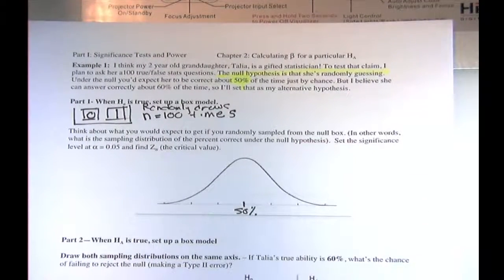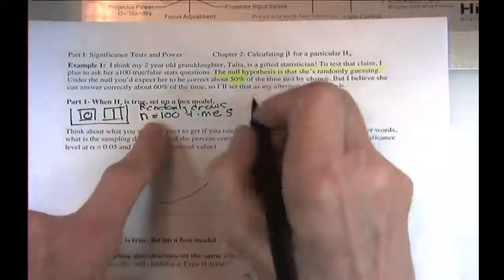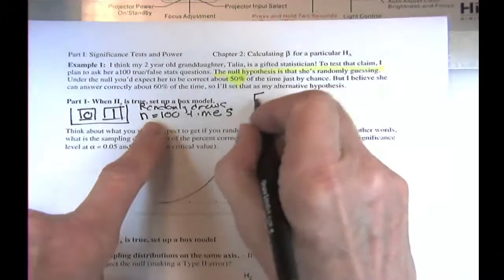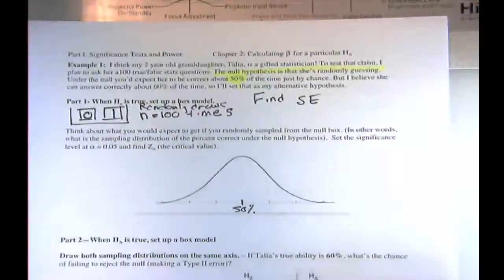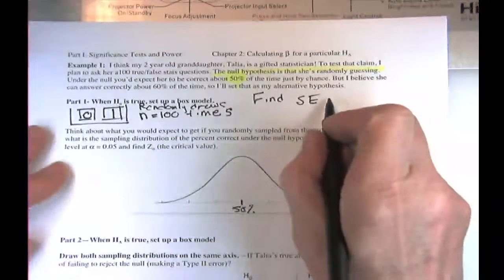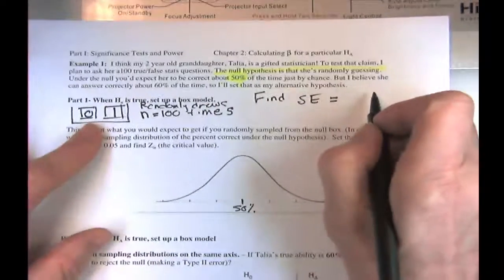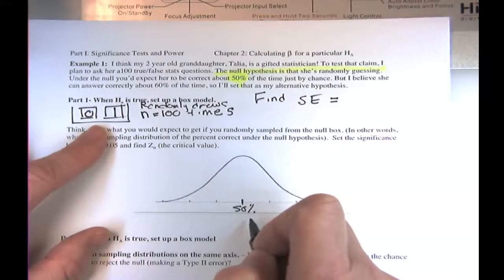Okay, so now we know what we'd expect, but we have to figure out the standard error. So we have to find the standard error. Okay, so how do we do that? Well, the standard error is going to depend on two things, and it's the standard error for the percentage.